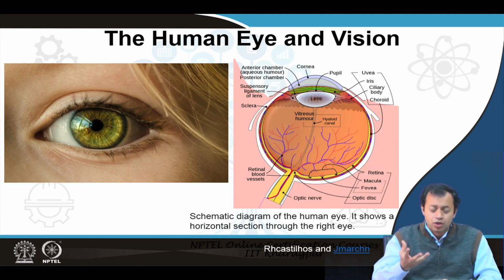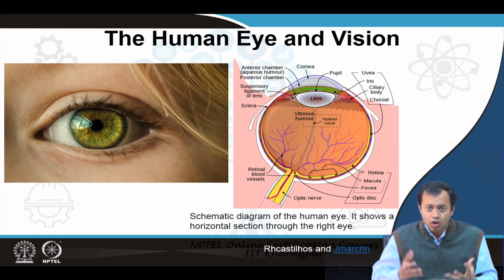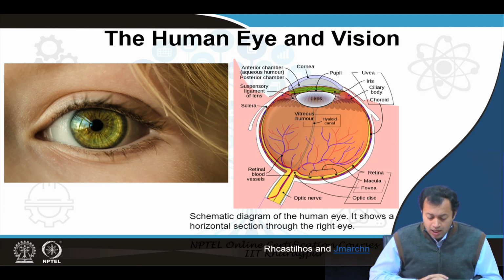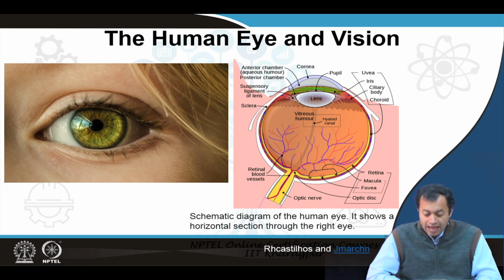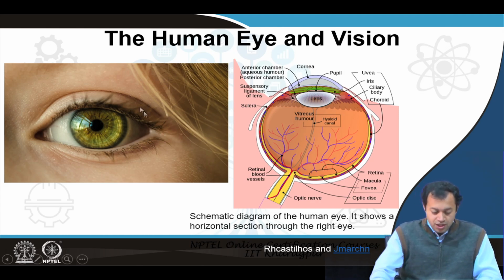Vision, how beautiful it is, and this makes all our world go round. We see this beautiful world and it's actually a miraculous process, a very, very intelligent process that fascinates me on a daily basis. So, this is your eye from outside, and if you look into it, this is the internal structure.